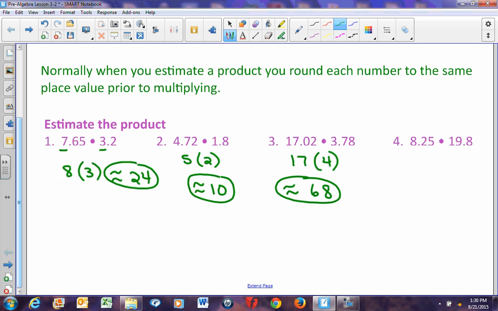8.25 and 19.8. 8.25 is going to round to 8. 19.8 is going to round to 20. 20 times 8 is 160. So there we have estimating our products. You always want to round them, not always, but normally round them to the same place value so that you can get a good estimate.